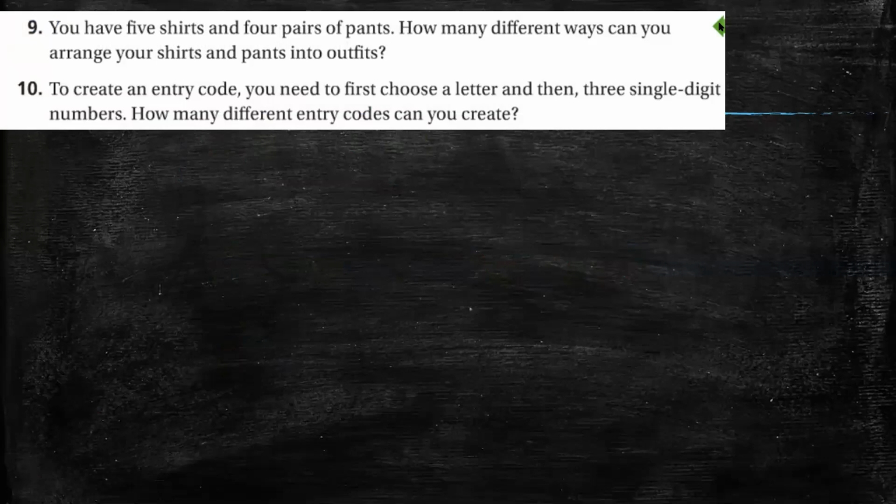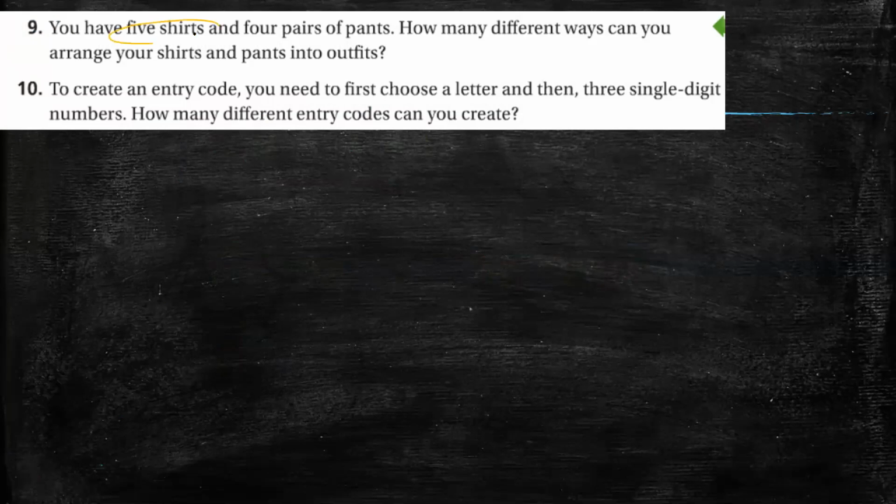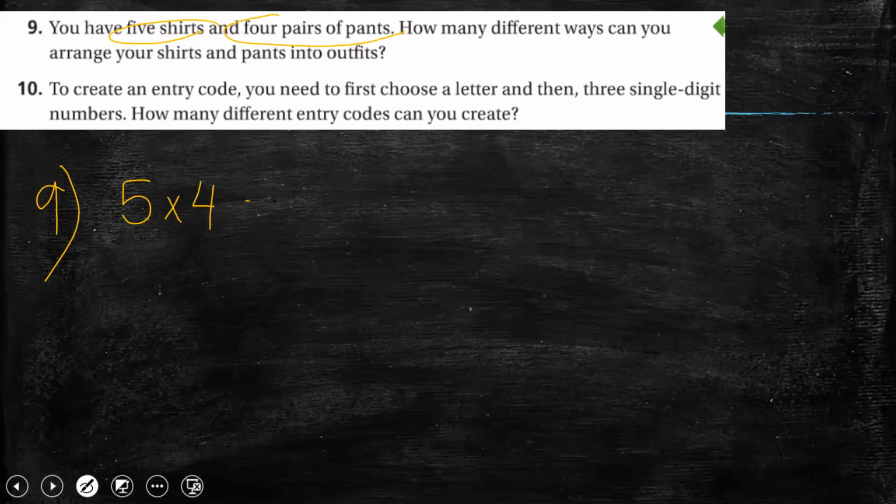You have 5 shirts and 4 pairs of pants. How many different ways can you arrange your shirts and pants into an outfit? So 5 times 4. We use the fundamental counting principle, multiplication. You will make 5 times 4. So we have 20 ways to make your outfit.